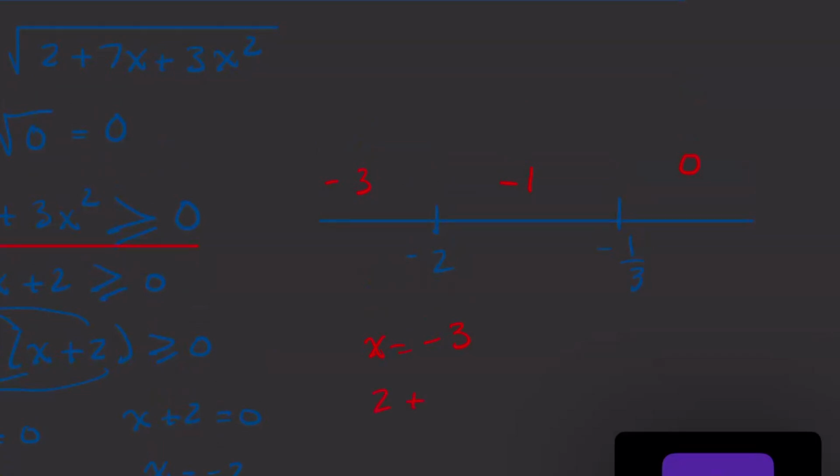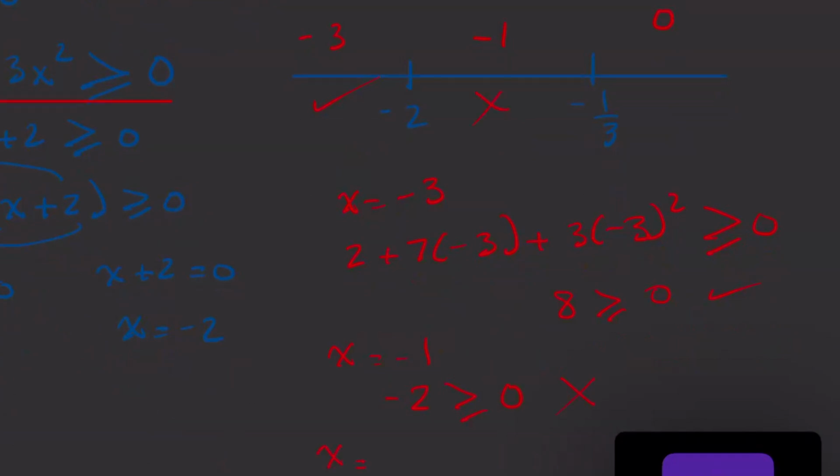So it's 2 plus 7 times negative 3 plus 3 times negative 3 squared. Is this gonna be greater than or equal to 0? That's gonna give you 8 greater than or equal to 0. That means it works. When you plug in x equals negative 1, you will get negative 2. Is negative 2 greater than or equal to 0? It's not, so these values don't work.